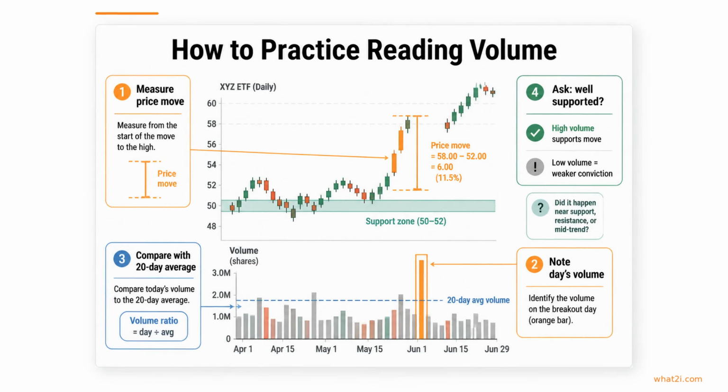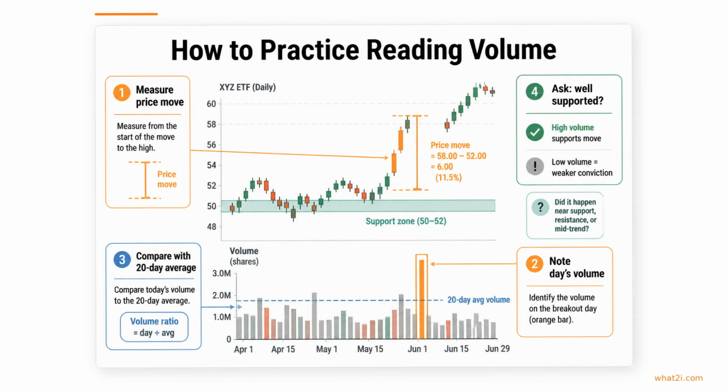A useful practice exercise is to review a recent large move in a stock or ETF and test whether volume actually supported it. Start by measuring the size of the price move. Then note the volume on that day and compare it with the 20-day average. You can even calculate a simple volume ratio by dividing the day's volume by the average. After that, ask whether the move happened near support, resistance, or in the middle of a trend. This turns volume reading into a repeatable process instead of a vague impression.